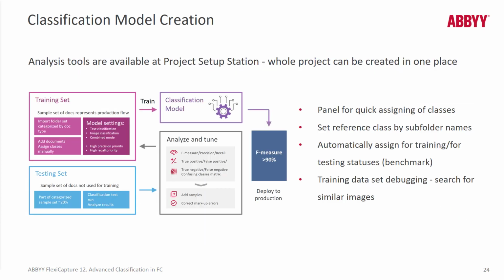So we have analysis tools available at the project setup station. They're also available in Flexi Layout Studio. We have a panel for quickly assigning classes. We've got the ability to set reference class by subfolder name. That's a real time saver. And we have the ability to search for similar images when we are doing debugging of classification.